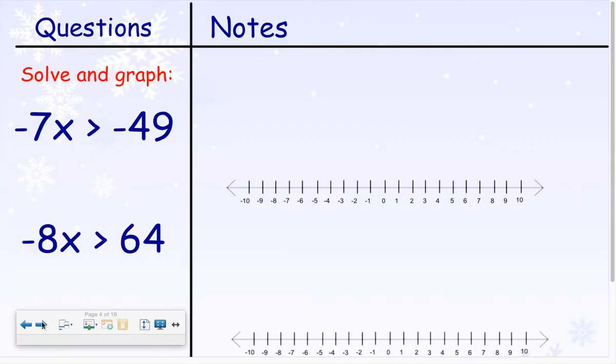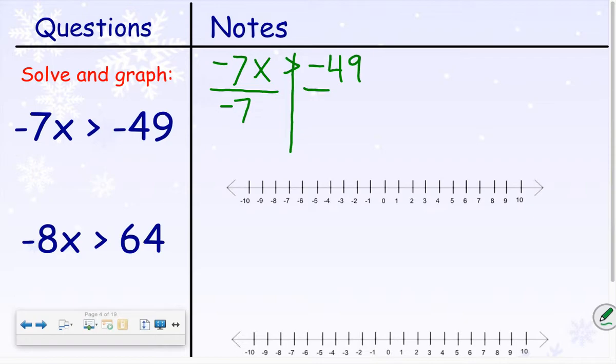All right, so negative 7x is greater than negative 49. Now we need to divide both sides by a negative 7. Since I'm dividing both sides by a negative 7, I have to flip. I write that on every problem where I end up flipping. I'm going to write "flip" off to the right-hand side so I remember I did that.